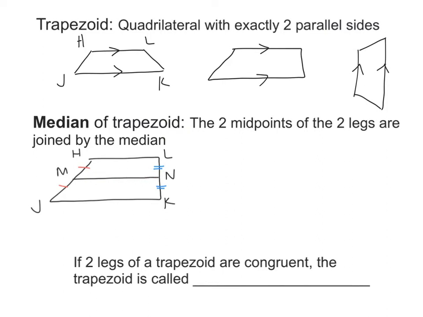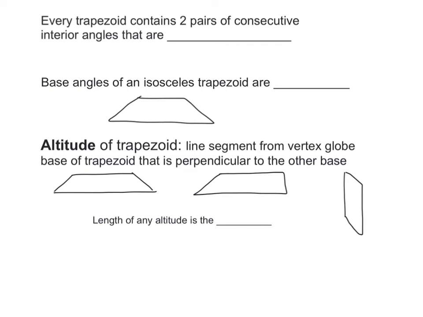Now, if the two legs of a trapezoid are congruent, the trapezoid is called an isosceles trapezoid. So in the family of quadrilaterals, take a moment and think about how trapezoids and isosceles trapezoids fit into that. Every trapezoid contains two pairs of consecutive interior angles that are supplementary.